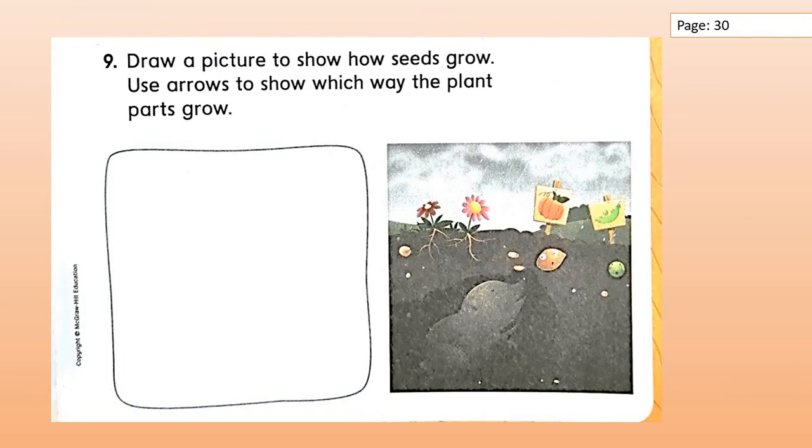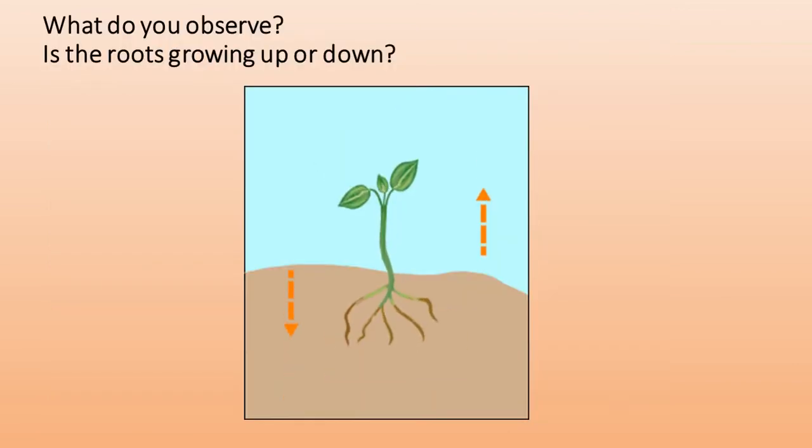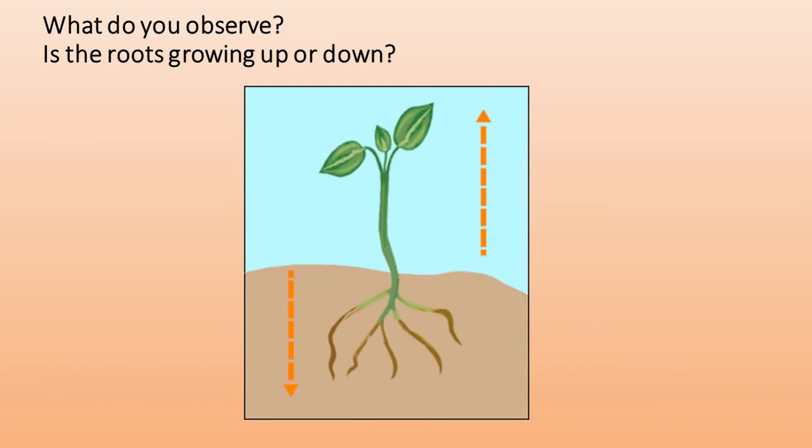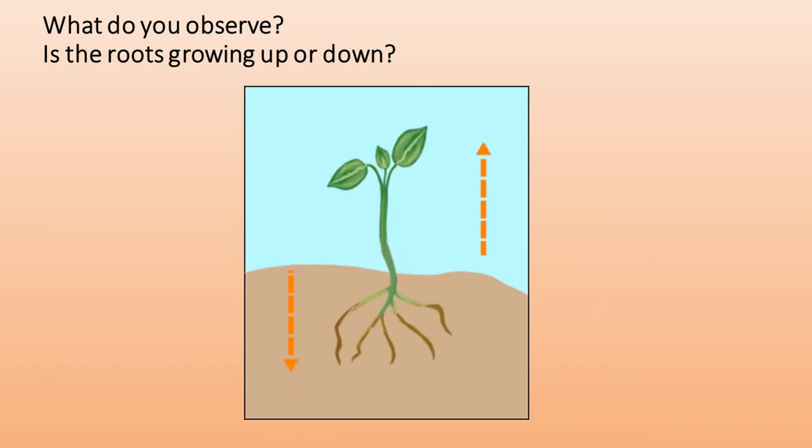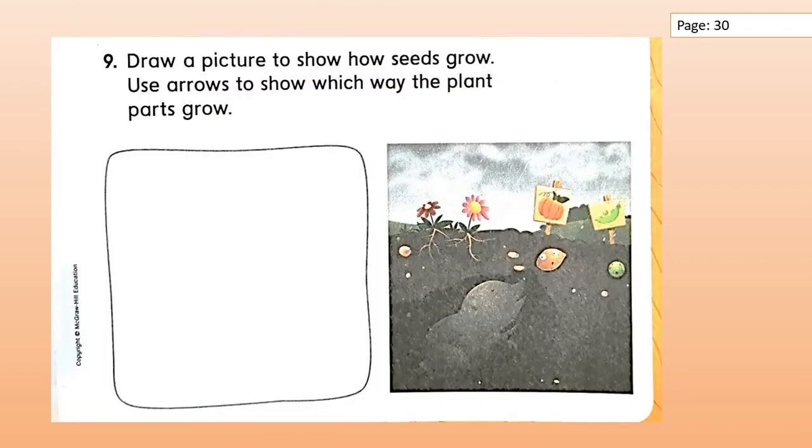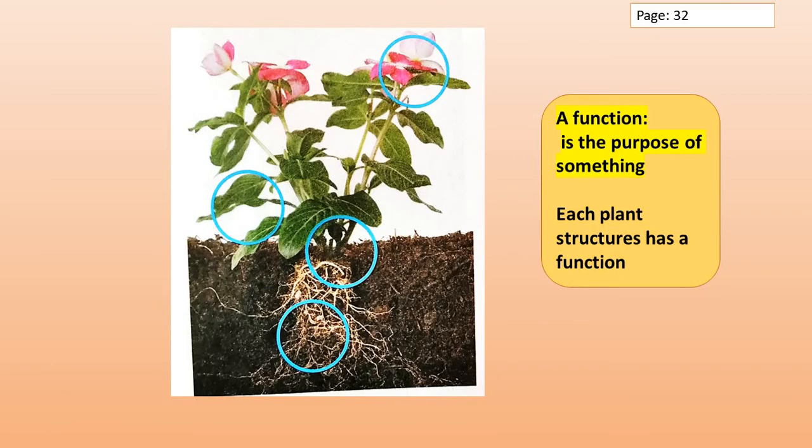Use arrows to show which way the plant parts grow. Like this one, the roots are growing down and the stem is growing up. Great, grade 1. Let's see the next page, page number 32.